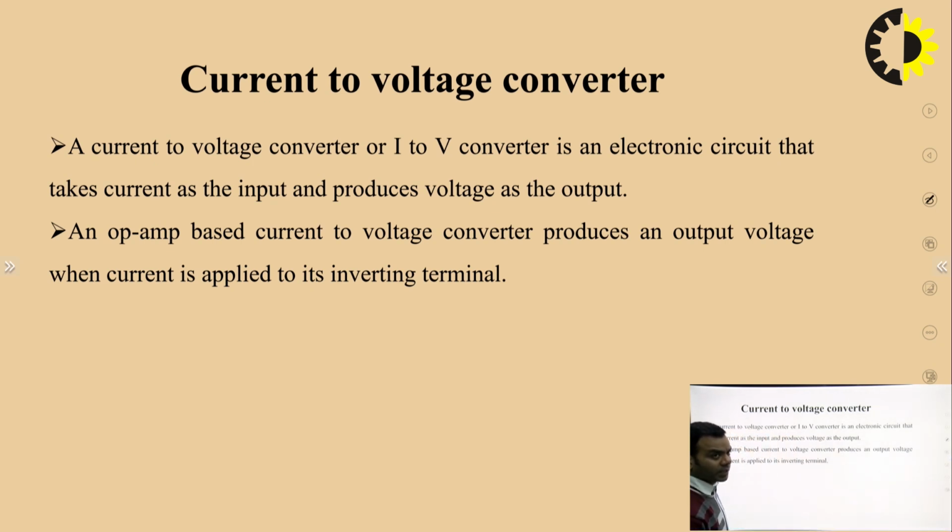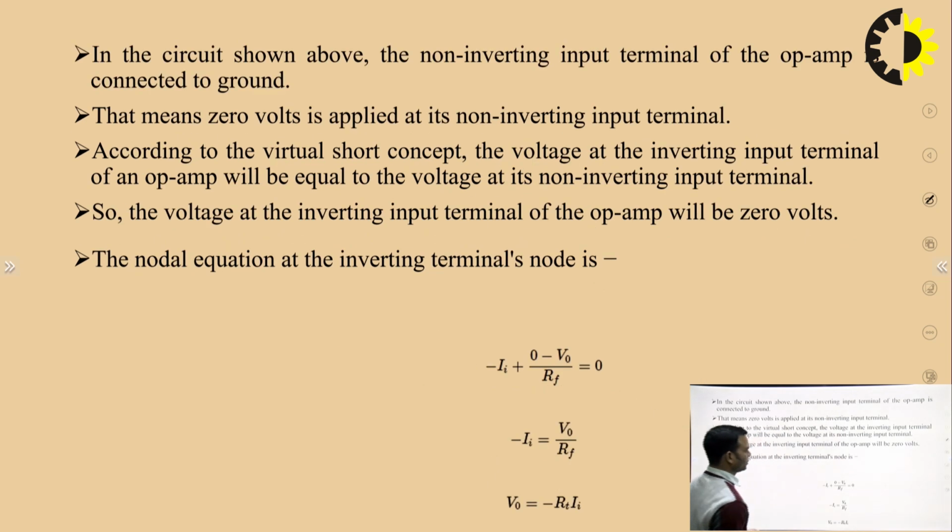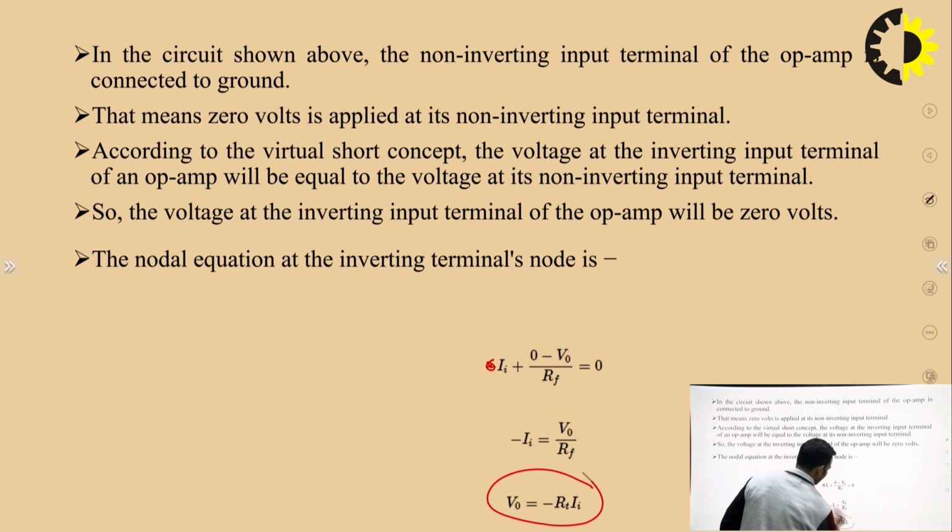It is a circuit which can convert current into equivalent voltage. This is the circuit. If you analyze this circuit, then you can say that this II will be equal to (0 minus V naught) upon Rf. So, you can simply write V naught is equal to minus R into II. So, in this way this circuit can convert current into equivalent voltage.